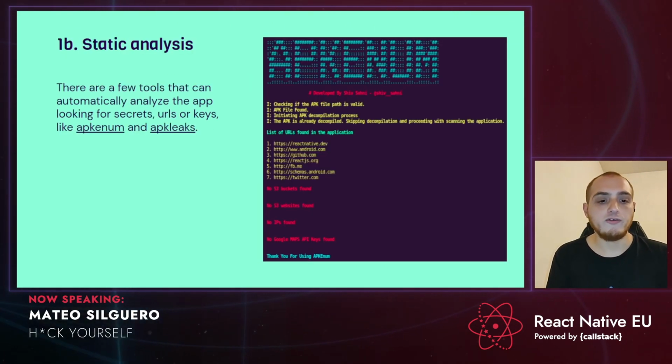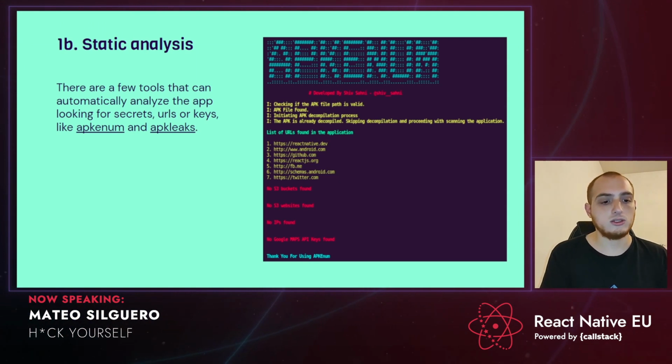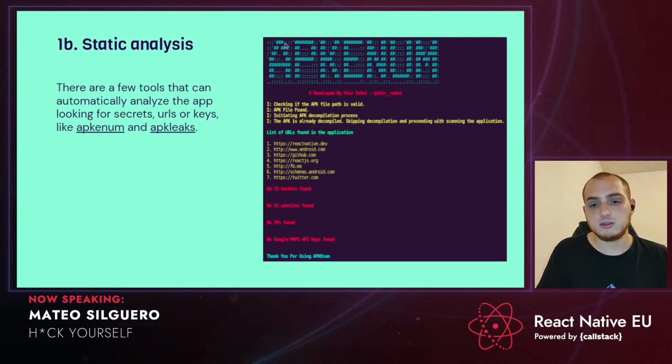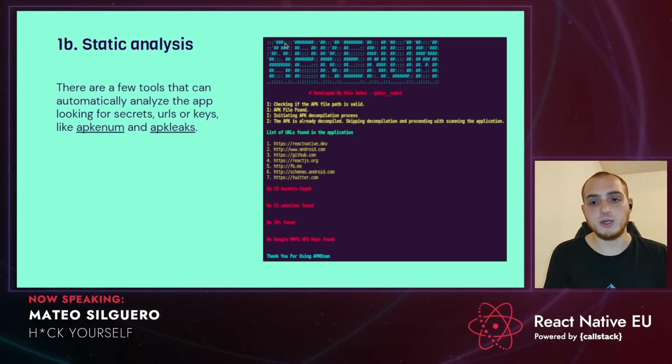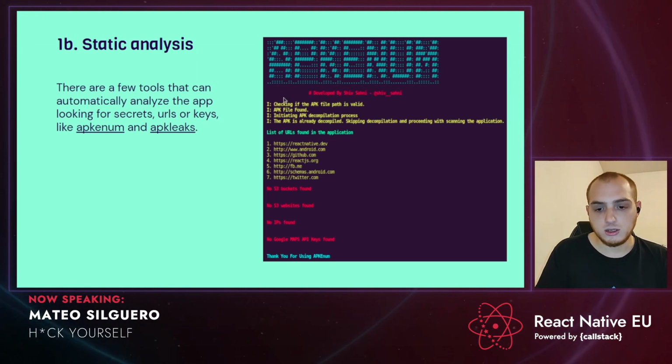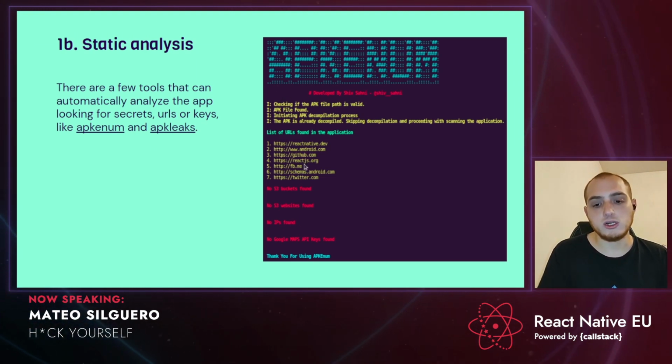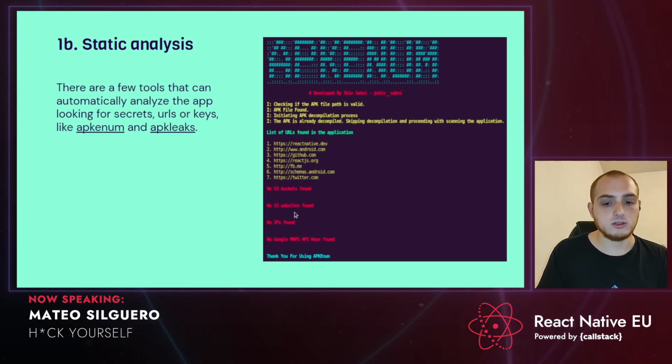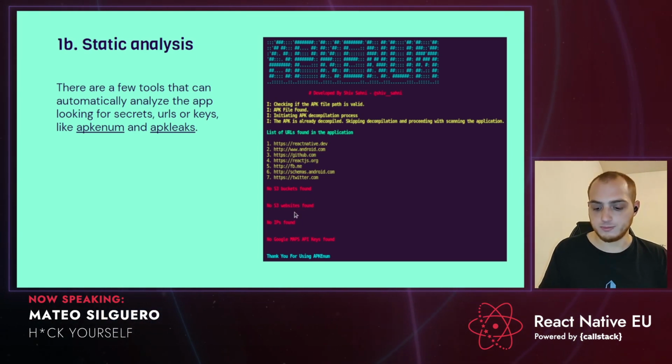And there are a few tools that can automatically analyze the app, looking for secrets, URLs, and keys, like APK-enum and APK-leaks. This is an example of the output of APK-enum in the terminal. It finds some URLs, but it can also find API keys or secrets, whatever.